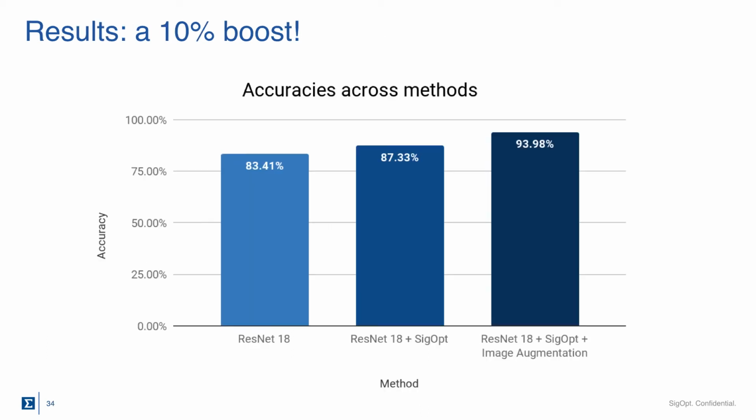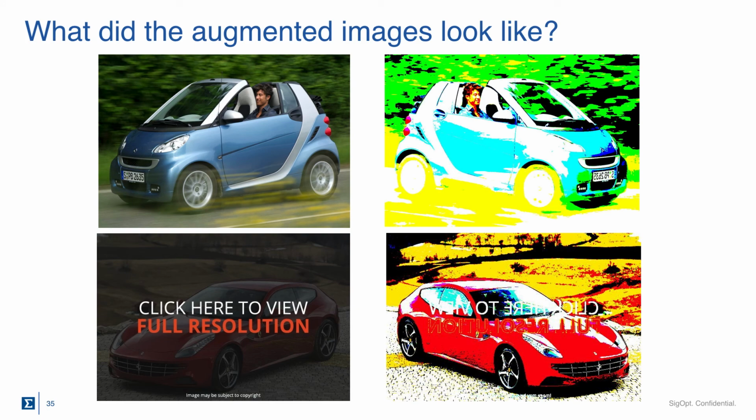And the results are pretty cool. So we get a 10% boost, including image augmentation and optimization, from just a standard ResNet 18 without optimization. And we get a 6% boost from our current baseline, which is the ResNet 18 and multitask optimization. So this is a pretty high increase in accuracy, which really asks the question, what do the augmented images look like?